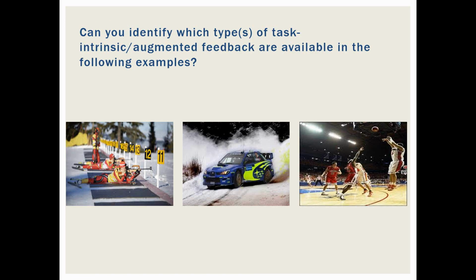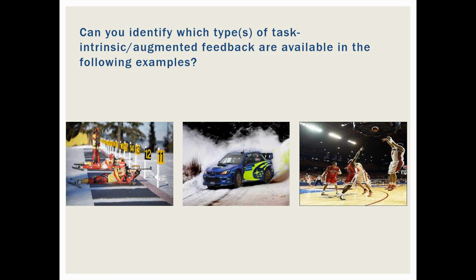So, and feel free to pause the video here for a second if you want to think about it, but when you look at these 3 sports, right, biathlon and particularly the shooting part, we've got rally car driving, and then we've got basketball shooting. Can you identify which types of task intrinsic feedback or augmented feedback are available in the following examples? And let's just do one together, right? When you're in a rally car, you get sensory information of how the rally car is behaving, right?